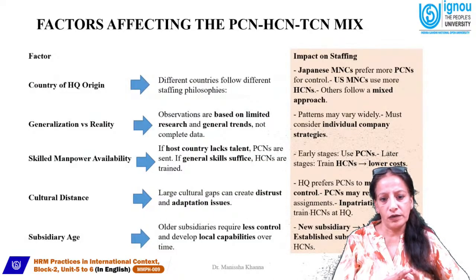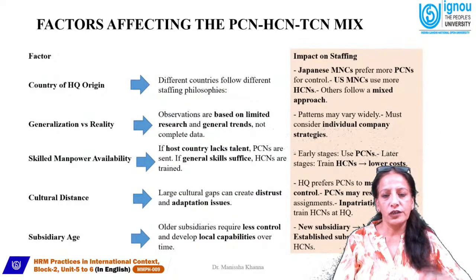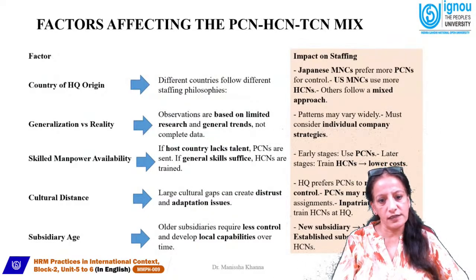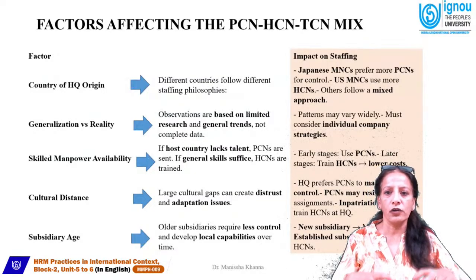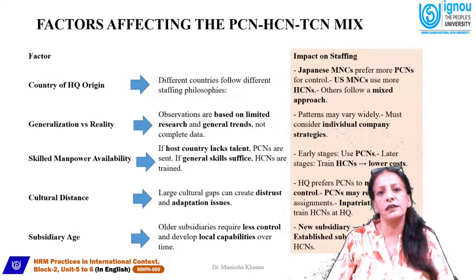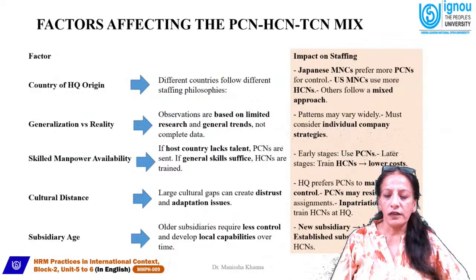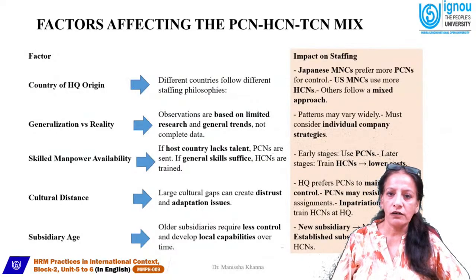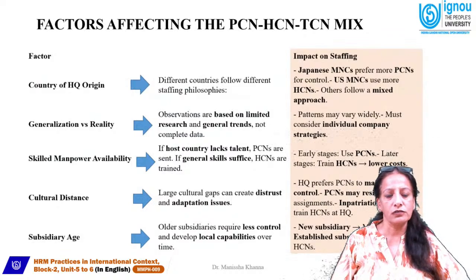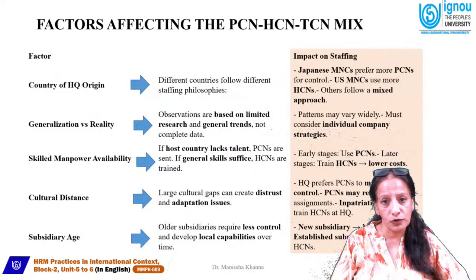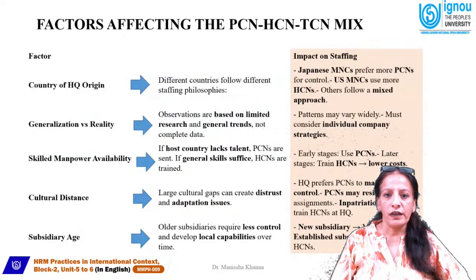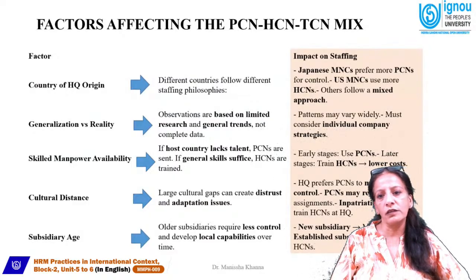Skilled manpower availability. If the host country lacks talent, PCNs are sent. If general skills suffice, then HCNs are trained. So when the organization is following the PCN, HCN, TCN mix, then these are the factors while selecting. They have a large pool of candidates with them, a bigger database. From there they can pick any candidate who is best suited.